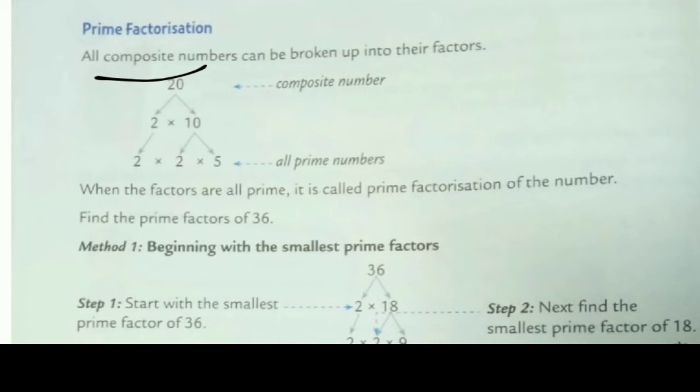See, in this 20, how will we write? 20 is a composite number. We can break it down into 2 times 10. Then this 2 remains the same because 2 is the smallest prime factor. This 10 we will write as 2 times 5. So these are all prime numbers. After that no number will come. So when the factors are all prime, it is the prime factorization of the number. Clear?